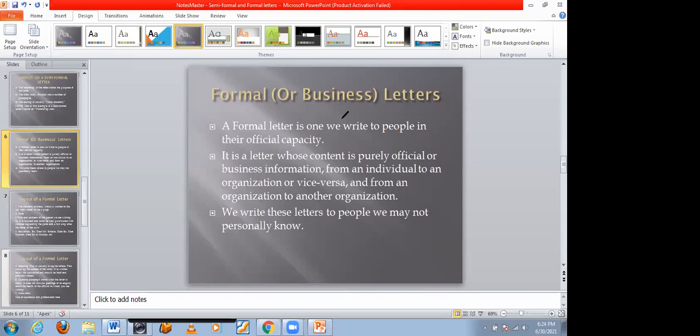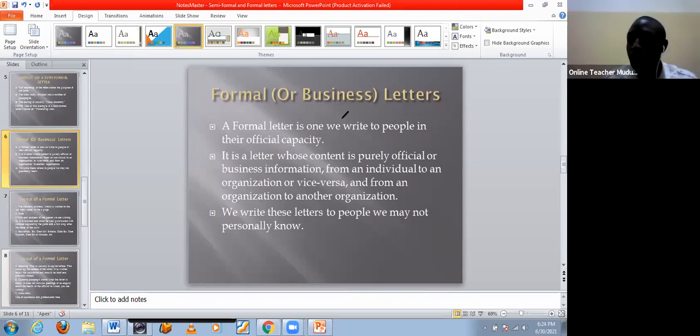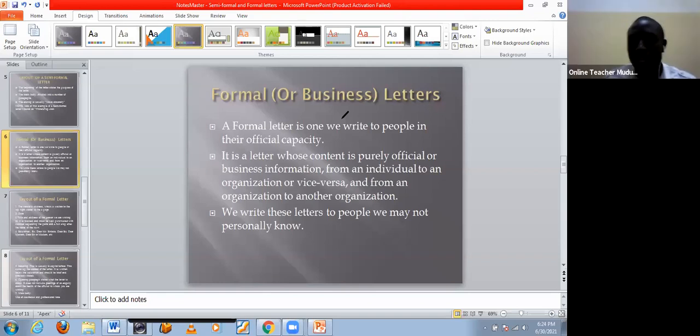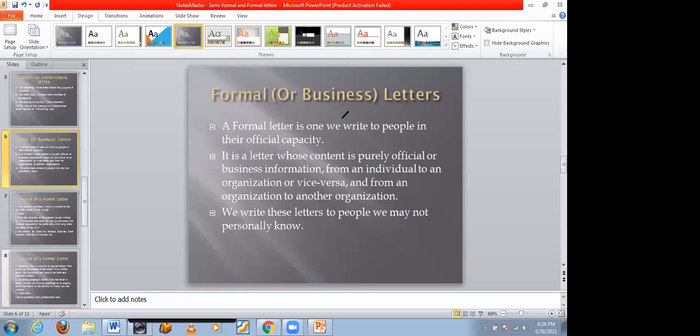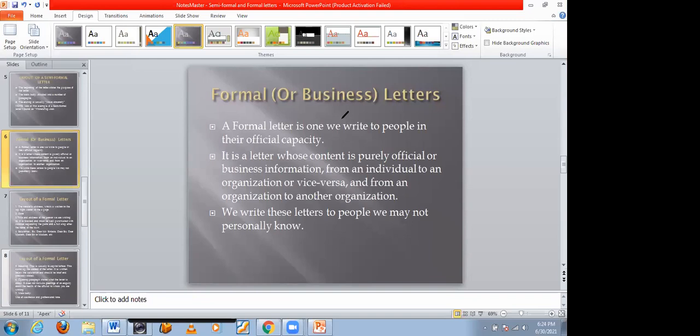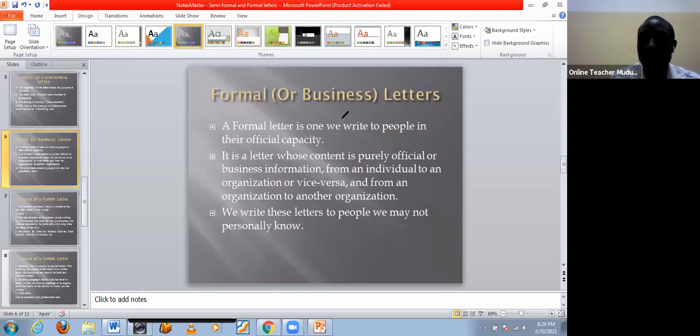It's a letter whose content is purely official. So the content of your letter, from the introduction to the main body and conclusion, everything you're going to write there is purely official. Now, purely official or business information. So that's what we mean by business letter. The information that you're going to include in your letter is purely official information.